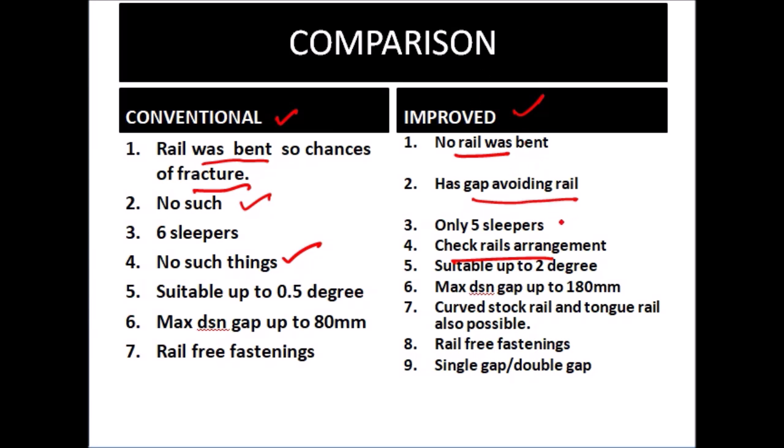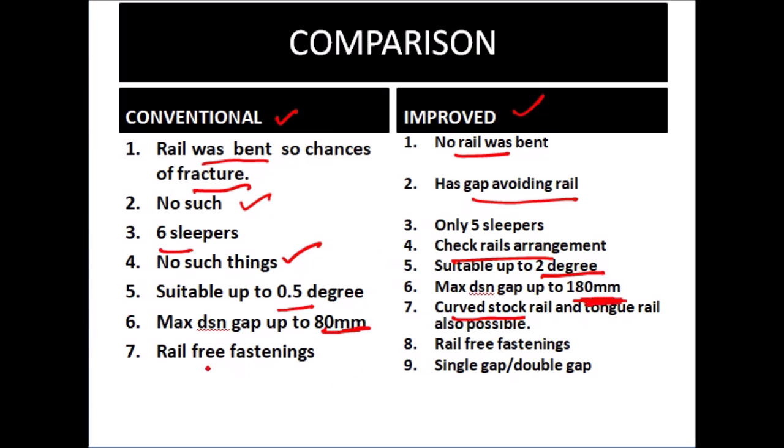Next, in improved SEJ you have only 5 special sleepers, but in conventional SEJ you have 6 special sleepers. Conventional SEJ can be fixed up to 0.5 degree, and improved SEJ can be fixed up to 2 degree. Generally conventional SEJ was fixed in straight portions, but improved SEJ can be provided in straight and curved portions also, where you will have curved stock and tongue rails. Conventional SEJ can handle up to an 80 mm gap, but improved SEJ can handle up to a 180 mm gap.